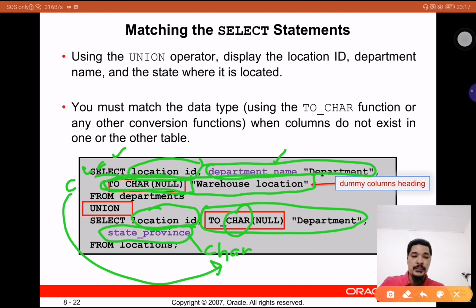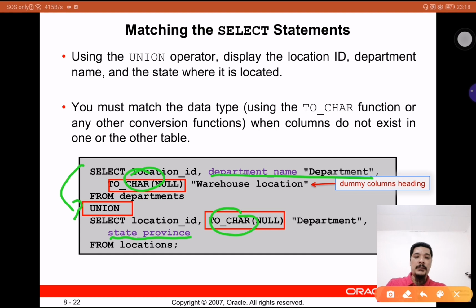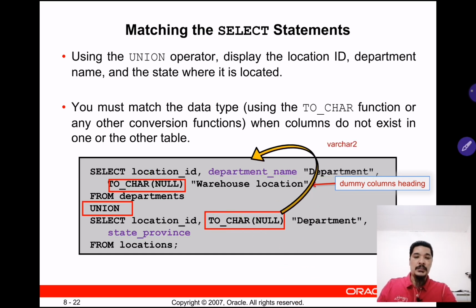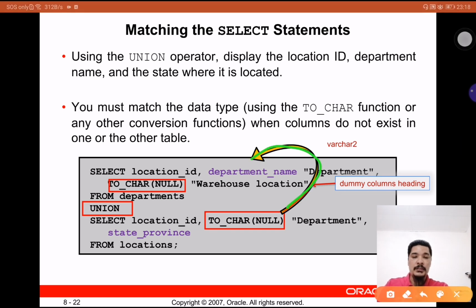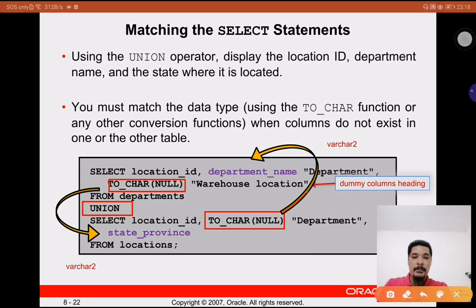To make sure that all the columns here are using the same data types, that is the reason we need to match the SELECT statements here. In these situations, the column here and here, we change to CHAR, and also we change to CHAR. Then after that we put UNION to combine both statements. As a result, we change the department number into CHAR, and then we change to CHAR also for state province. So we have two here, department names and state province. Both we change to character, to CHAR.